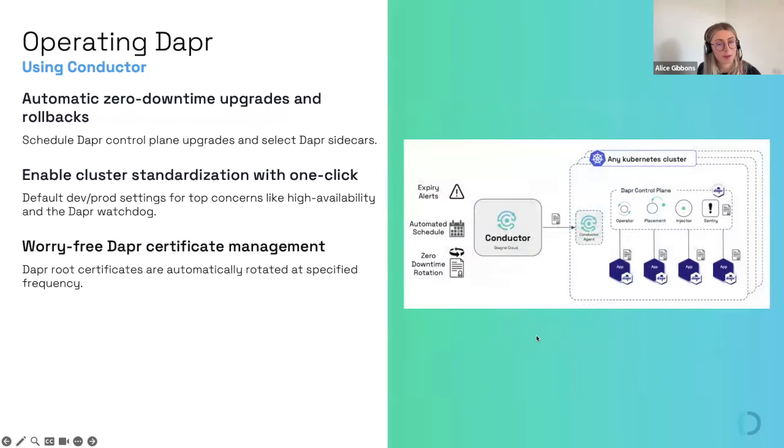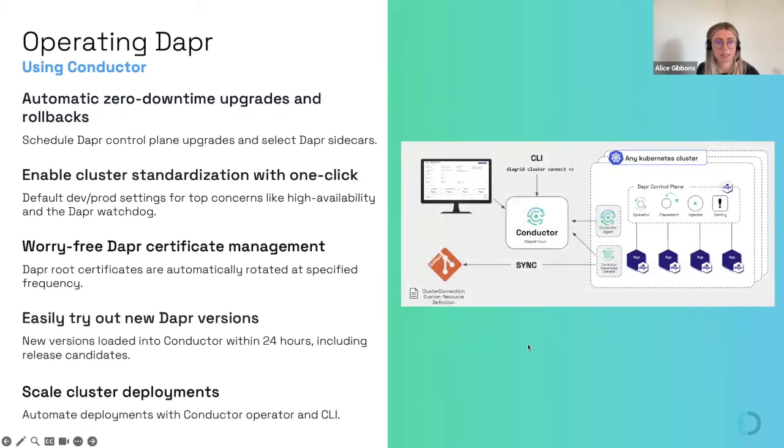From a certificate management perspective, Conductor also provides worry-free Dapr certificate management. This will rotate the Dapr root certificates automatically, and you can choose the specified frequency and renewal window at which those are rotated. And last but not least, you can easily check out new Dapr versions using Conductor. We load new Dapr versions into Conductor within 24 hours, including release candidate versions, and you can test them out in your cluster live with the newest version that's out there.